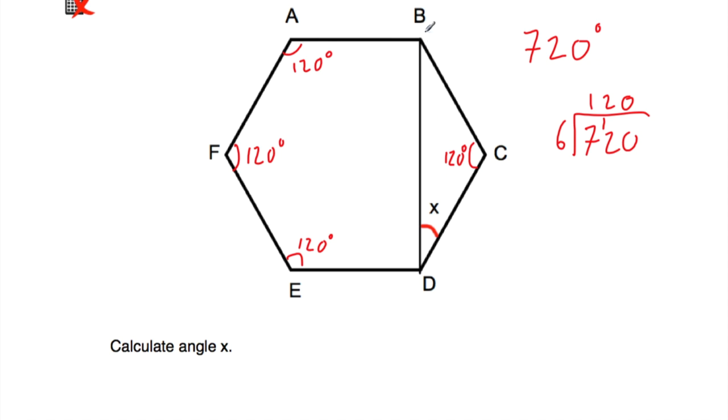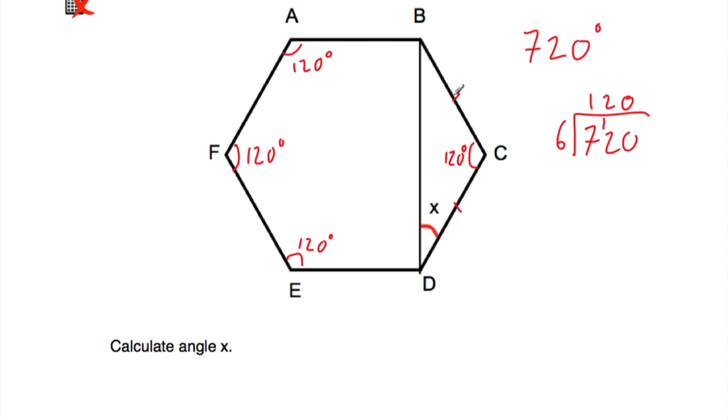Now, what's great here is if we have a look here, this is a regular hexagon. So that means that this triangle here will be an isosceles triangle because this side is the same length as this side because it's a regular hexagon. Those two sides have got the same length. So it means this is an isosceles triangle. So it means that this angle is X and this angle at the top here is X as well.